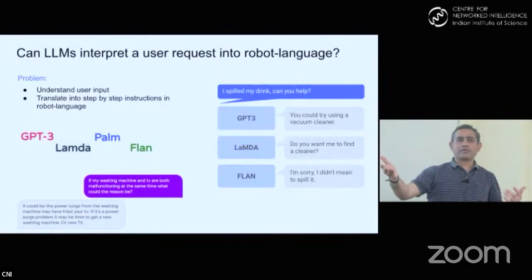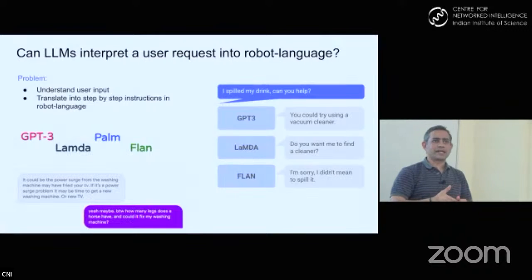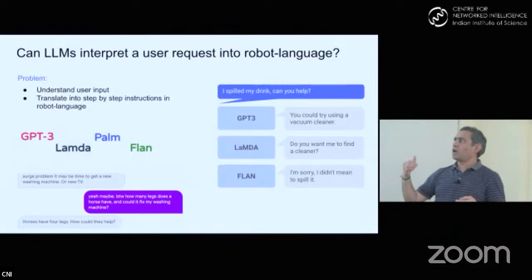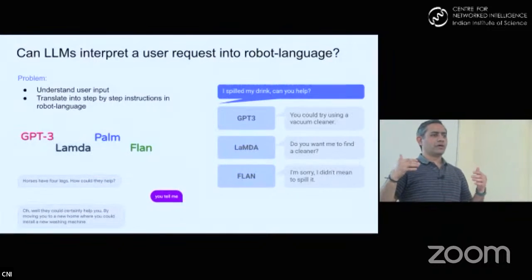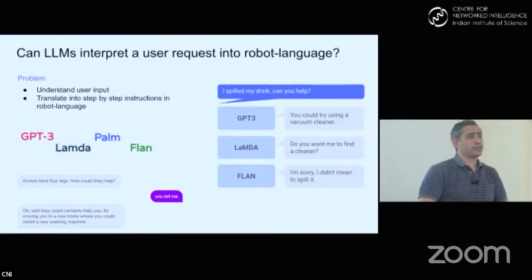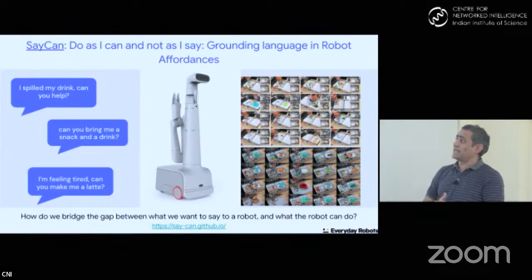But it's possible in the real world there is no fridge, and maybe the water bottle is right here. So maybe it needs to understand that. So then the question became, how do we take this and ground it to make sure that we correlate it with what's actually feasible in the real world? And that was the idea of what we call SayCan.